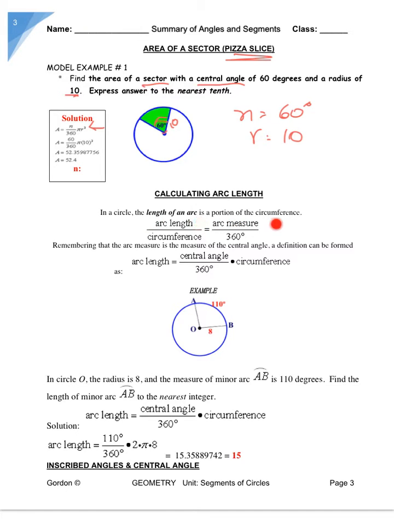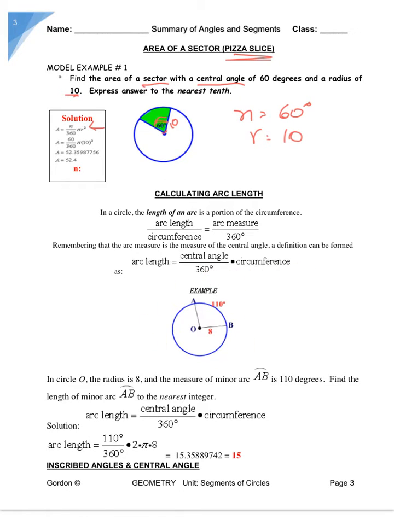All right, so this question says, in a circle, the length of an arc is a portion of the circumference. Arc length over circumference is equal to arc measure over 360. Remember what an arc is measured in? It is measured in degrees. Remembering that the arc measures the measure of the central angle, a definition can be formed. Arc length is equal to central angle over 360 times the circumference.